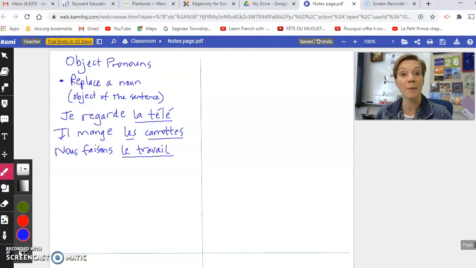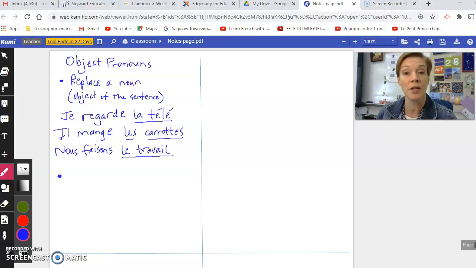So, what does an object pronoun do? It takes this object and replaces it with a shorter word. It makes your language much more efficient. We do it all the time in English. Every language has this way of making sentences shorter, making communication more efficient. Well, what does it look like? En français, there's one more rule that you need to write down.